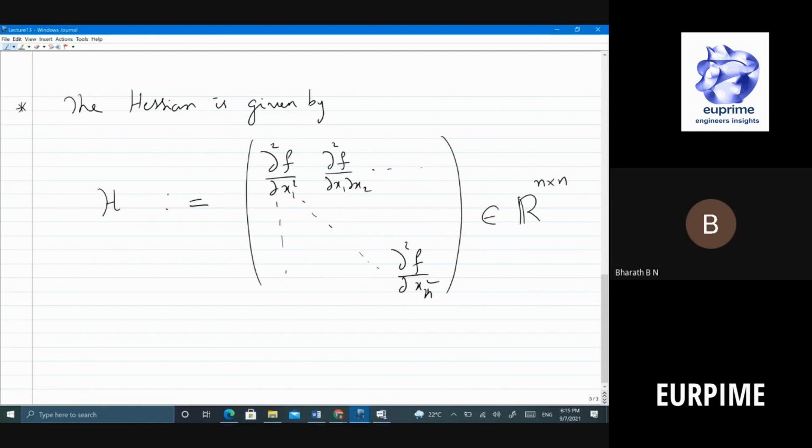Linear algebra will help us analyze these things. We'll see how to do that later on when we deal with what is known as convex functions, right? So essentially, the ijth entry of this is basically dou square f over dou xi dou xj. Okay, this is the ijth entry.